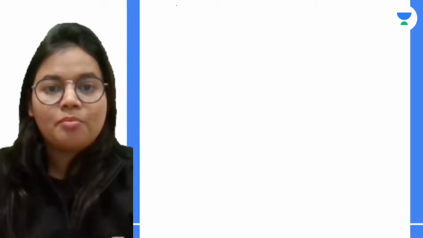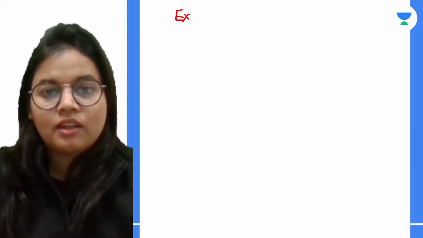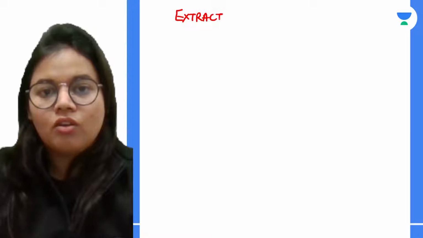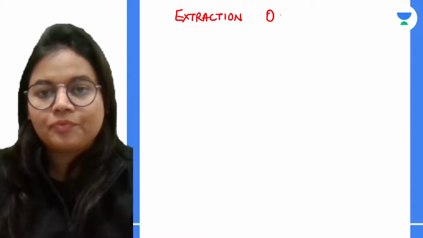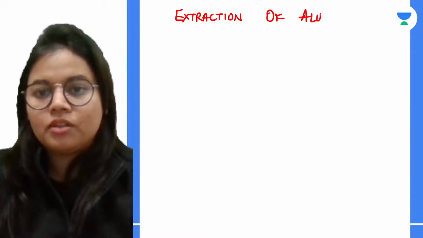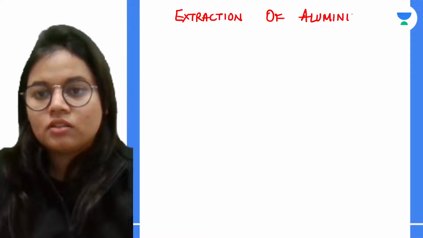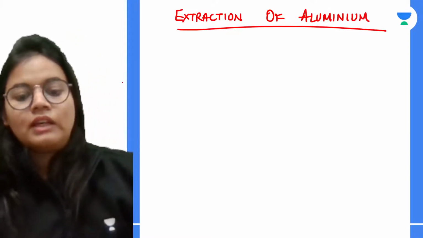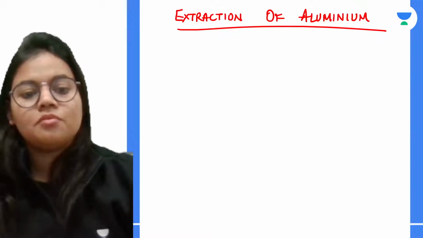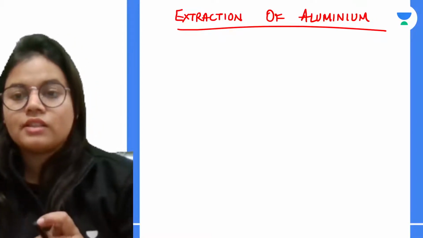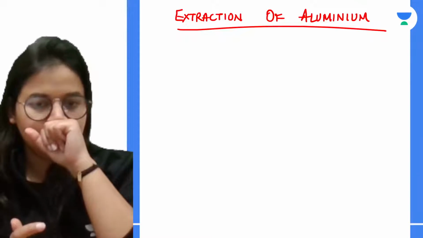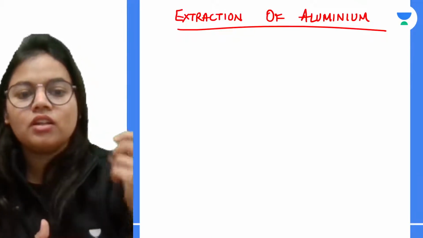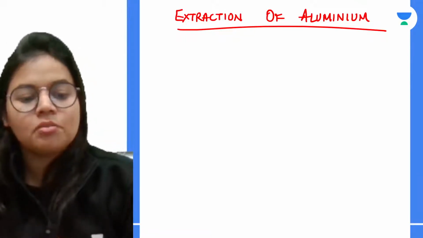Okay, so let us begin with our topic, that is extraction of aluminium. Right. Now, students, before going on to the extraction processes, we will have a quick recap about aluminium.